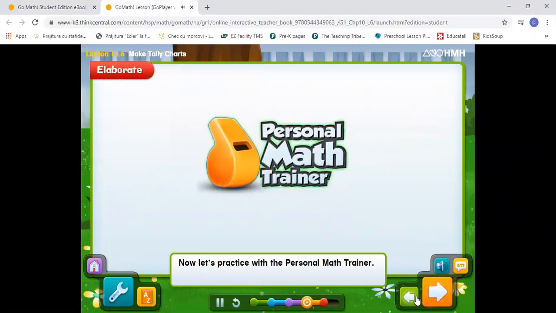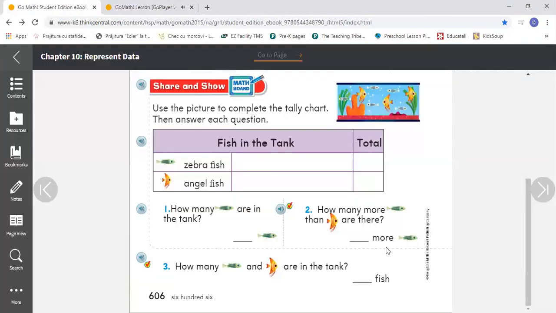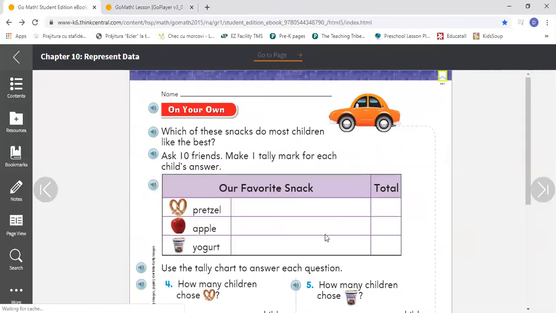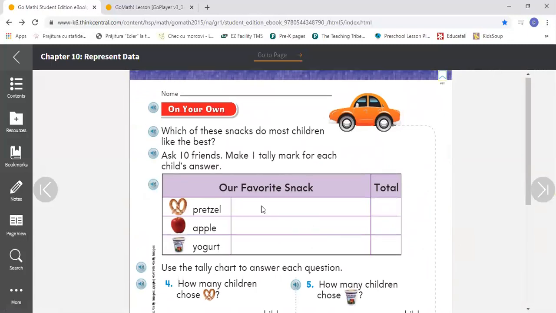Now let's practice with the personal math trainer. And we will pretend here to count our favorite snack and see what we should do. What is the question? Which of these snacks do most children like the best? Ask 10 friends. Make one tally mark for each child's answer. So we have pretzel, apple, and yogurt. How many friends? 10. And I will answer for you.